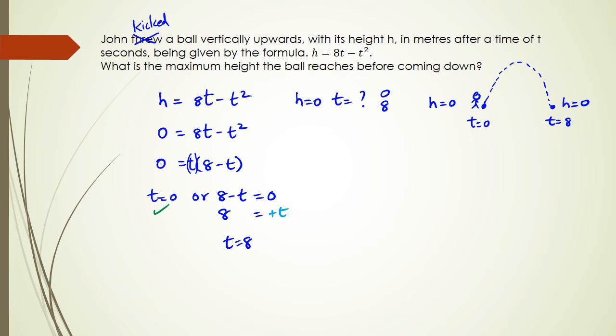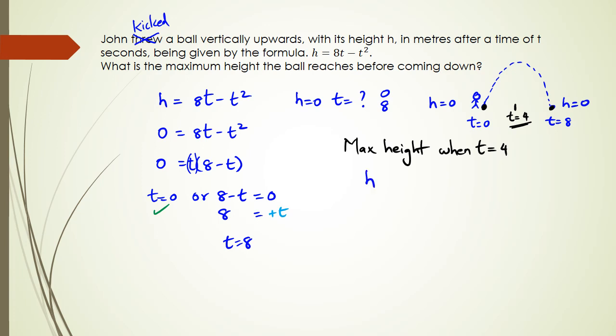Now, I want to know what's the maximum height the ball reaches. If we have a look at this particular diagram here, he kicks it at 0 and it lands at 8 seconds. Assuming that this is going to be a beautifully parabolic curve, we can say that the maximum height happens when t equals 4. So what we're going to say is max height when t is equal to 4.